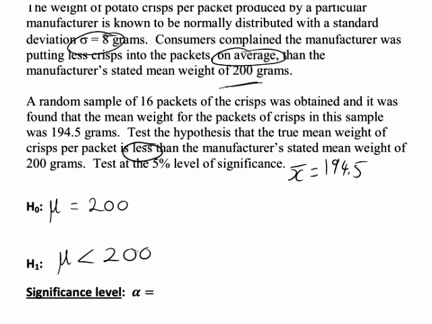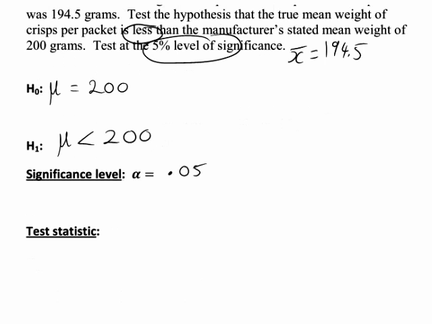The significance level is then the level of evidence we would require against H0 in order to be prepared to reject it. And here that is stated as 5%, so we write alpha equals 0.05. And we're then wanting to see where our sample mean would lie in the distribution of sample means that we would have if H0 was true.